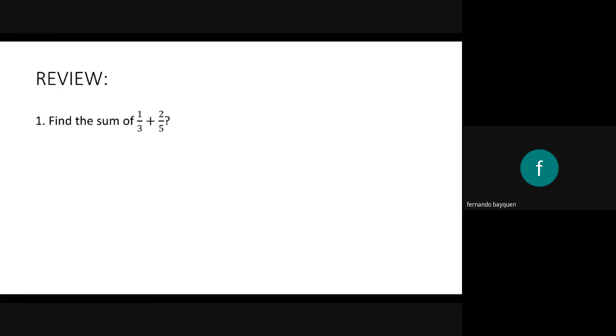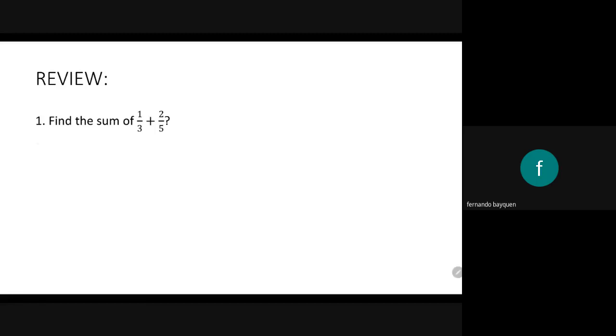Kapag magkaiba ng denominator, ang unang titingnan ay... Fernando, you want to say something? Pag mo-multiply po, hanapin po yung lowest denominator. Lowest denominator, meaning to say you are pertaining to the LCD. The term applied there is not the lowest denominator, but the least common denominator.